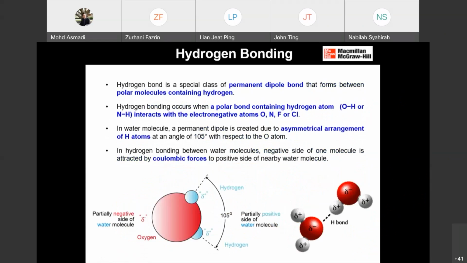Okay, so let's see. This is hydrogen bonding, as I told you. Hydrogen bonding involves permanent dipoles. For example, this one is water, right? If you look here, the electronegative atoms O, F, and Cl interact with the hydrogen. This one is O, this one is H. A polymer, for example, is cellulose.